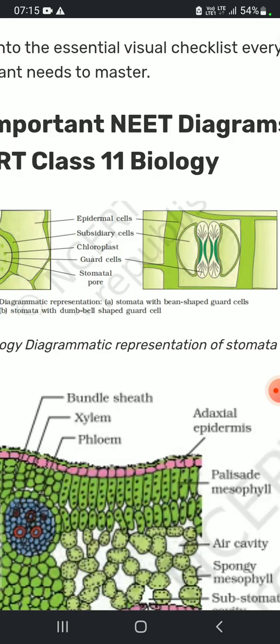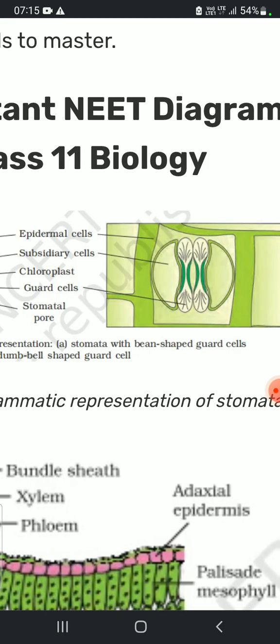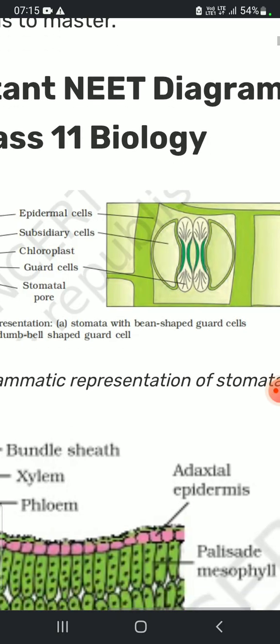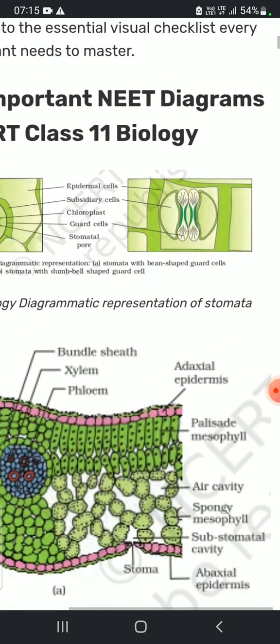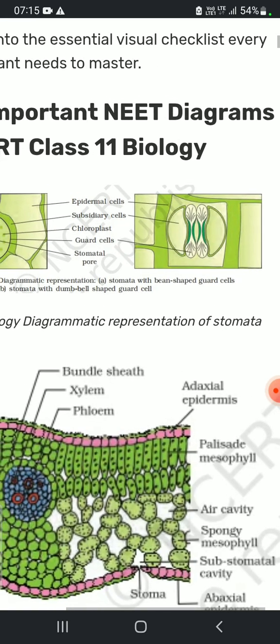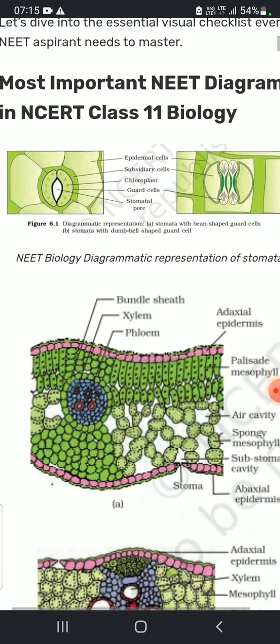Next, figure B, stomata with dumbbell shaped guard cell. So we can see the outermost is the epidermal cell. Then we have the dumbbell shaped cells which are guard cells. Surrounding it we have subsidiary cells. So this was all about dumbbell shaped cells in monocot.